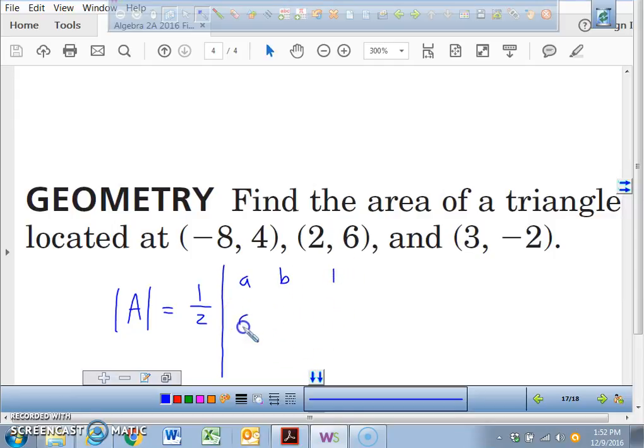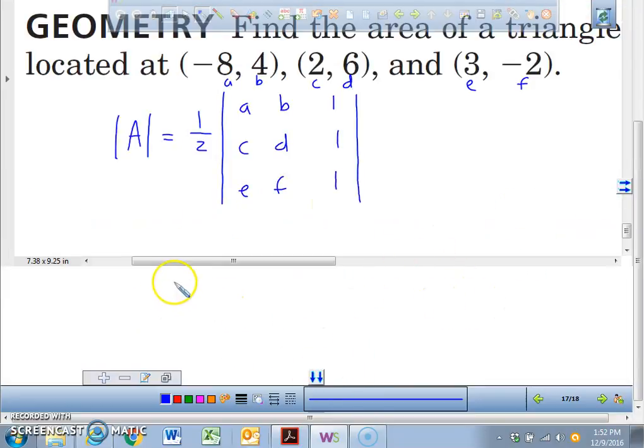A, C, D, 1, E, F, 1. I'm going to label this one. Here's your A, there's your B, there's your C, there's your D. Here's your E. Here's your F.